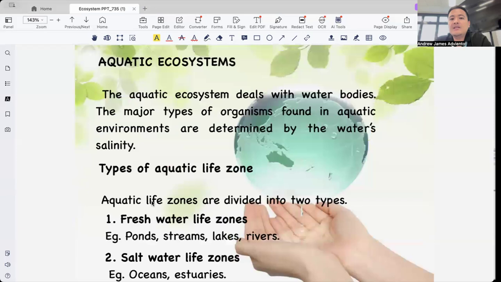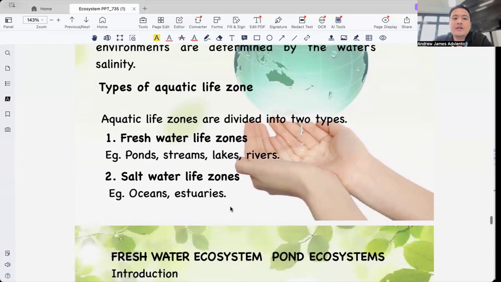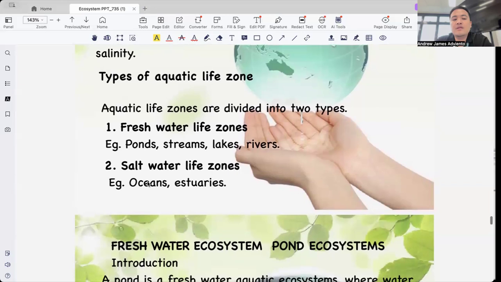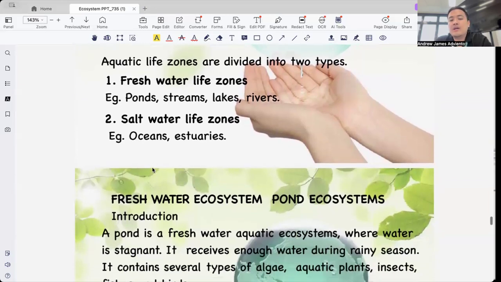Now let's move from the dry lands to the watery realms, the aquatic ecosystem. These cover nearly three-fourths of Earth's surface and are divided into freshwater and saltwater ecosystems. Of course, there are types of aquatic life zones. First is the freshwater life zones, which are the ponds, streams, lakes, and rivers. But today we will only be covering ponds up to lakes. The other type of aquatic life zone is the saltwater life zones that include the oceans and estuaries.